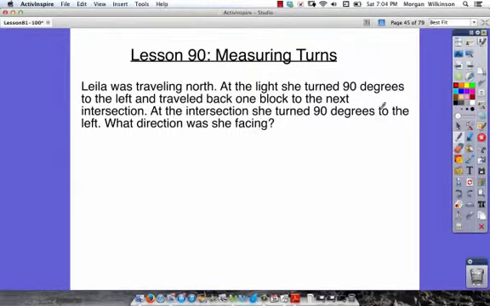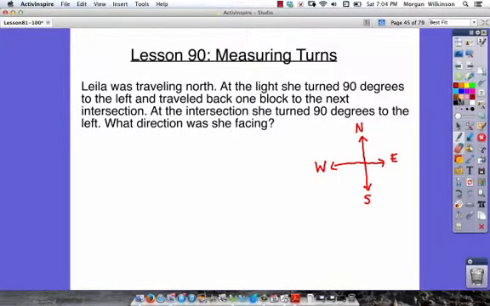So when we're measuring turns, we're going to use a compass rose just like we see on a map, and the compass rose is going to have north going up, and then it's going to have east to the right, south going down, and west to the left. Never eat soggy worms. That's one way you could remember it. Or you could just remember north, east, south, and west.